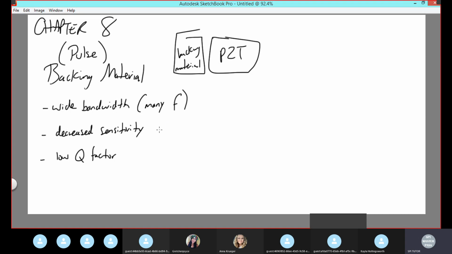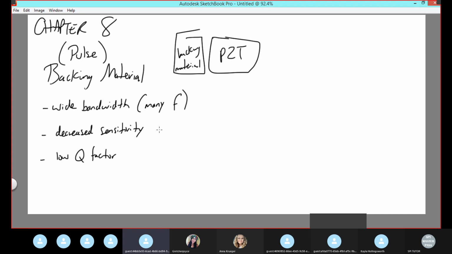Otherwise, if it was high sensitivity, meaning that I saw everything, then that could be high quality because I see everything. Okay, so that is how I connect and remember that if I have decreased sensitivity, it means that I have a low quality.